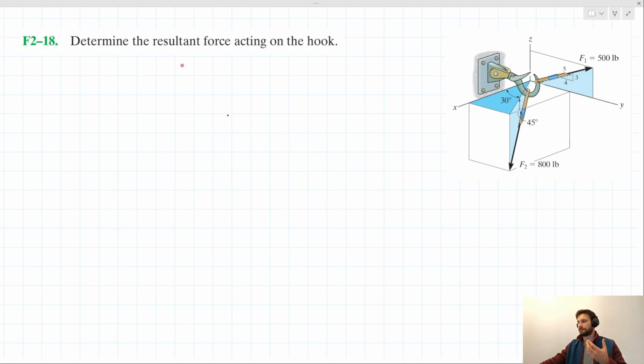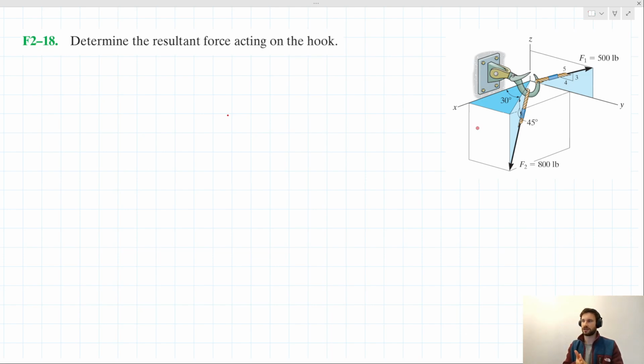So this problem combines some ideas that we've learnt previously in chapter 2. It's combining this idea firstly of handling vectors in 3D space. Previous problems might have just had one force acting and we need to determine its x, y, and z components. In this case, we've got two forces, okay? And this is where the second idea comes in of adding forces together.